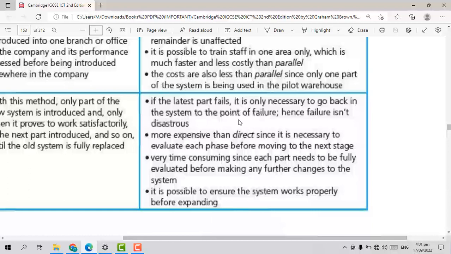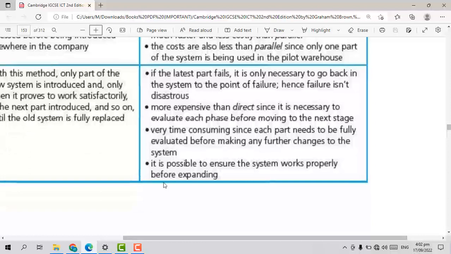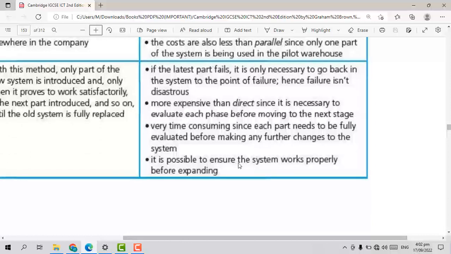Now the next one is it's more expensive than direct since it's necessary to evaluate each phase before moving to the next stage. Now I'm going to divide the software and then I'm going to test and assess each and every part of it, right? That's why it's more expensive. And it also could take a lot of time. It's very time consuming since each part needs to be fully evaluated before making any further changes to the system. The last one is it's possible to ensure the system works properly before expanding. It's very clear, right? All right.